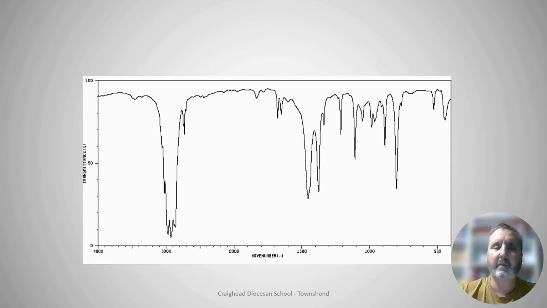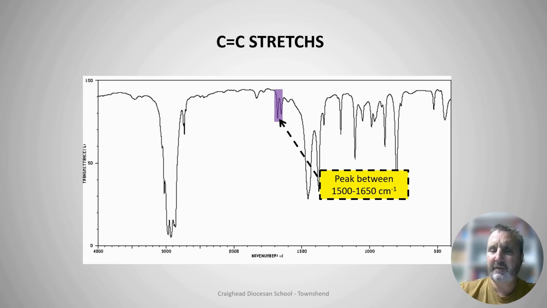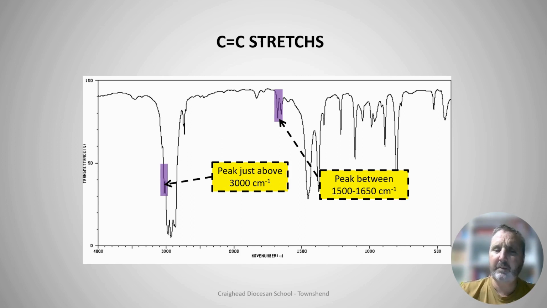Here we go. So this is going to look at the carbon to carbon double bond stretch. Now look, there's usually a peak about here between 1500 and 1650, but when I say usually, there isn't always a peak, and sometimes there is a peak just above 3000. So if you see this C to H peak here, but then just on the side you see this little bit, it might indicate a carbon to carbon stretch. This is a bit finicky, it doesn't always turn up, it's hard to see.